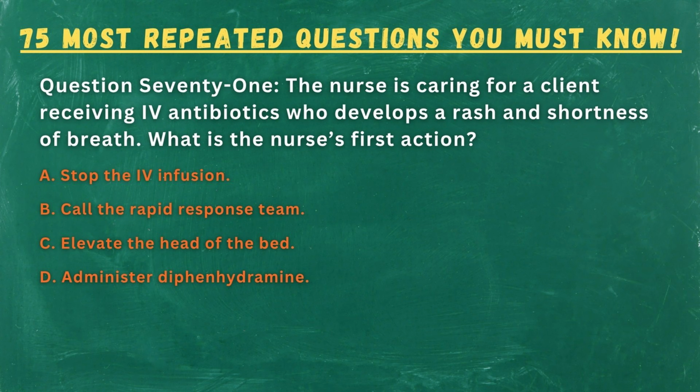Question 71. The nurse is caring for a client receiving IV antibiotics who develops a rash and shortness of breath. What is the nurse's first action? A. Stop the IV infusion. B. Call the rapid response team. C. Elevate the head of the bed. D. Administer diphenhydramine. Answer. A. Stop the IV infusion.